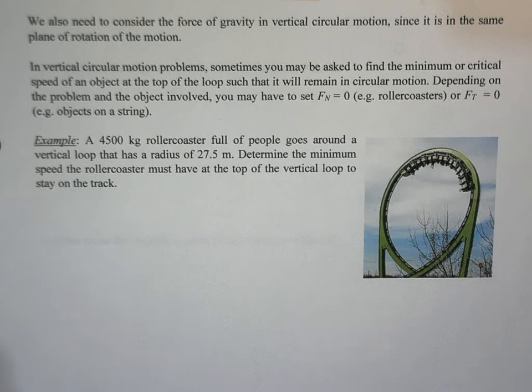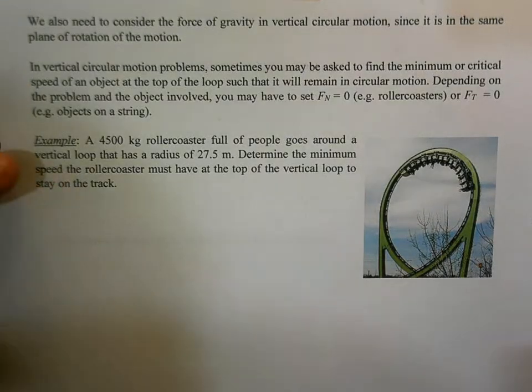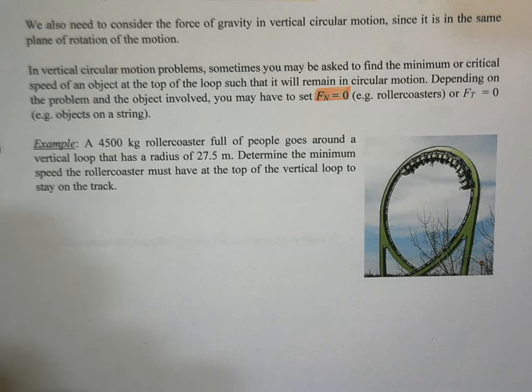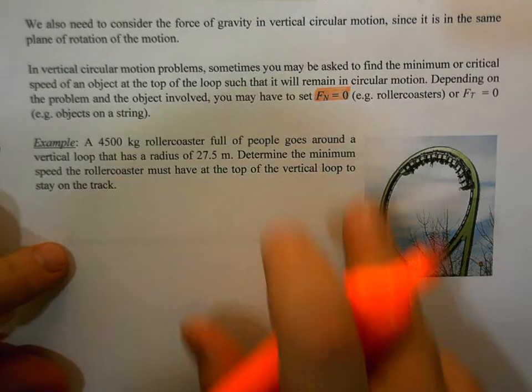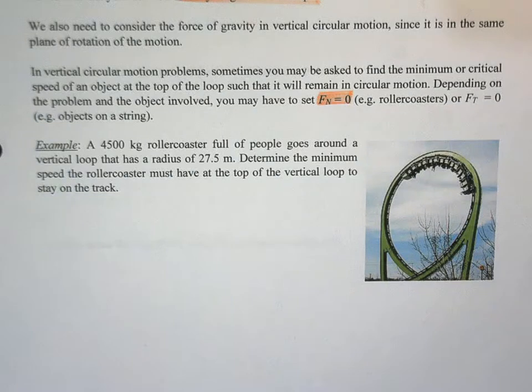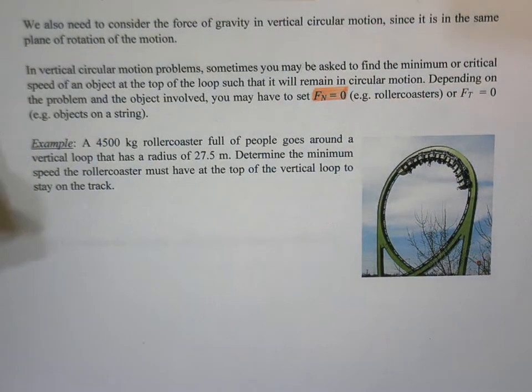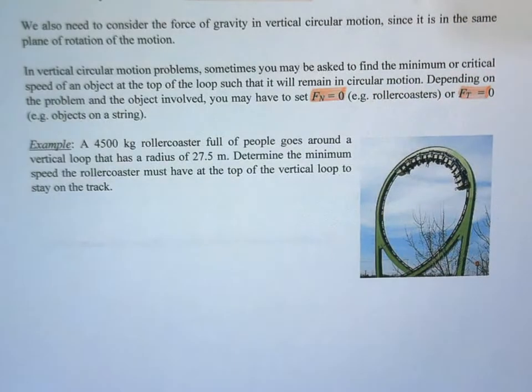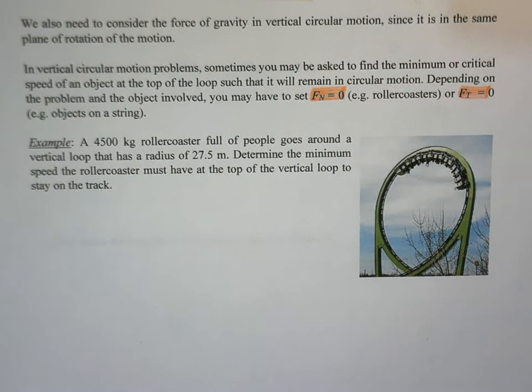Also with vertical circular motion, there are some special cases. You may have times where it asks you to find this minimum or critical speed of an object at the top of the loop, such that the object gets around and stays in circular motion. Depending on what we have, if we have something like a roller coaster, we're going to set the normal force to be 0. So to find that minimum speed of the roller coaster, we'd say at the very top, it briefly loses contact with the track. So we'd have that Fn equals 0. Or for example, if you had something on a string, and you want to see the minimum speed you'd have to spin it to get it to go in a complete circle, we'd say at the top, the force of tension is equal to 0. So these are special cases. You won't see a lot of these, but they may come up.